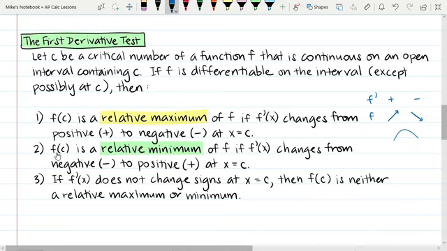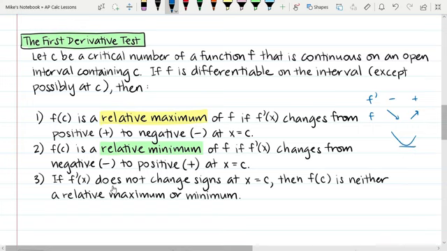All right, similarly, f of c is a relative minimum of f if f prime changes from negative to positive at x equals c. And again, hopefully that makes sense. If f prime changes from negative to positive, then that means f is now going from decreasing to increasing, so we now have the bottom of a valley, which is a relative minimum.